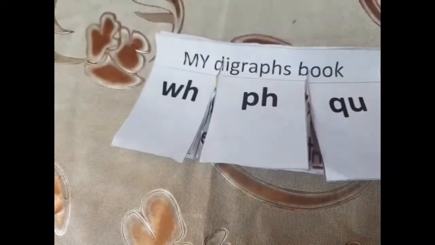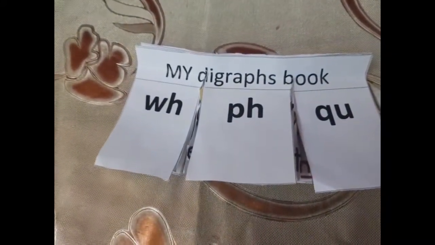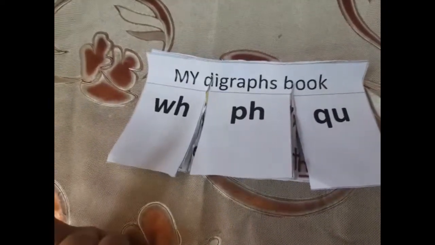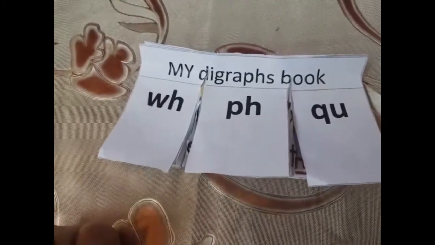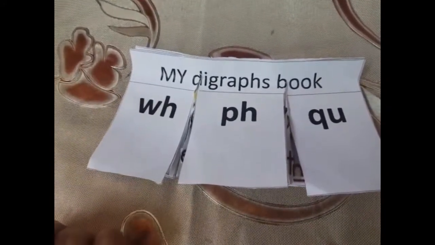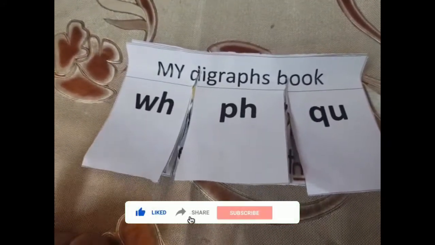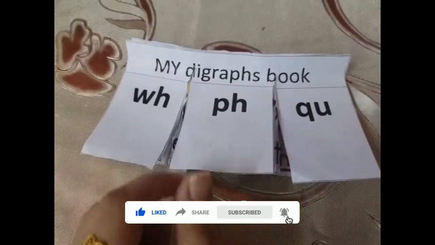Now Filza, you're going to learn about the 3 digraphs today. You know digraphs. What are digraphs? Digraphs are nothing but when 2 letters combine together and make one sound. It's called a digraph. Okay, that's good. In the last videos we have learned about the SH, CH and TH sound. So today you're going to learn some more digraphs.